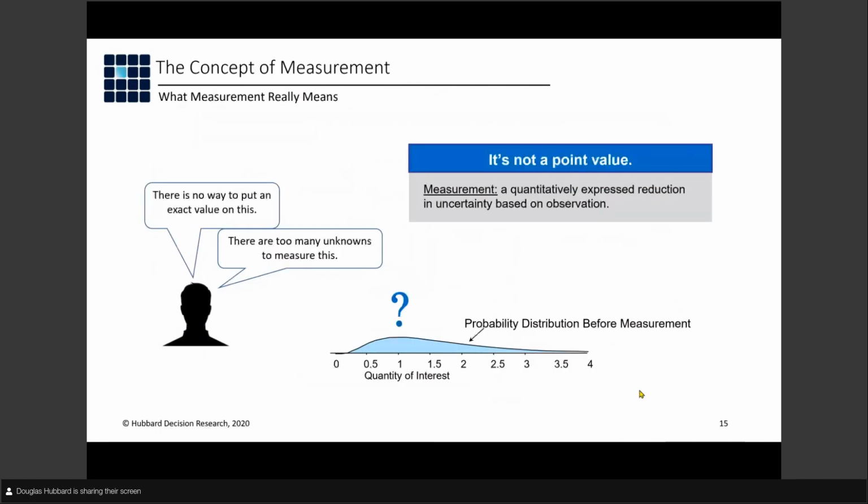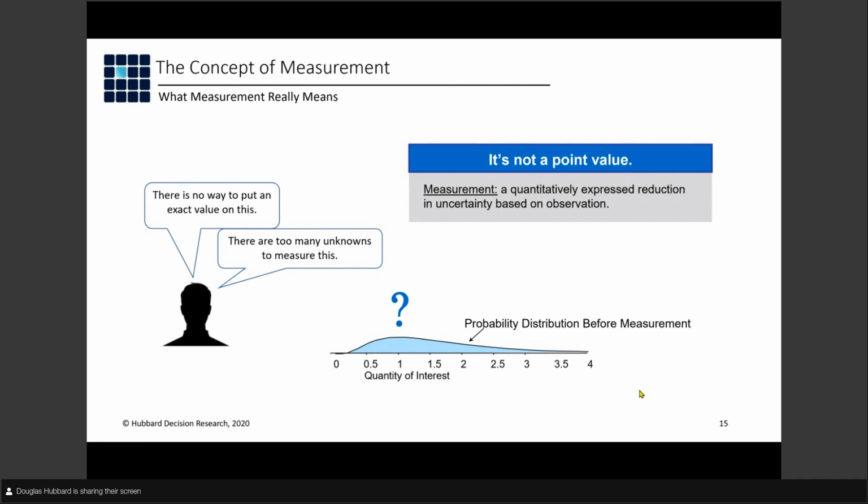So how should we think about measurement and quantifying things in general? Well, this is probably one thing that might be counterintuitive for a few. Measurement is not an exact number. It hasn't been that in the empirical sciences for the better part of 100 years now. It's really meant a quantitatively expressed reduction in uncertainty based on observation. That's the way we should think about probabilistic models and measurement. Measurement is a quantitatively expressed reduction in uncertainty based on observation.